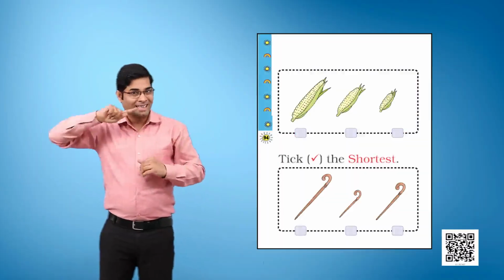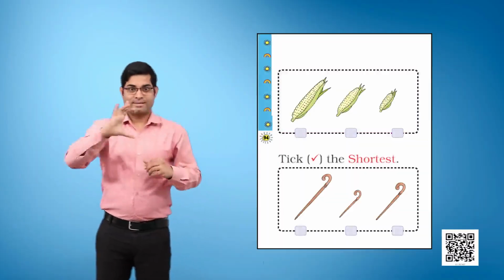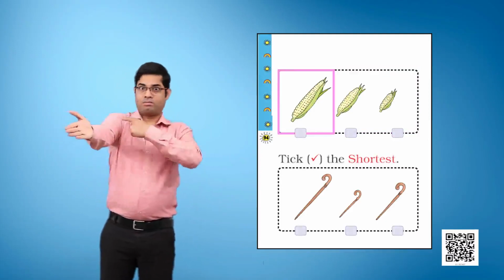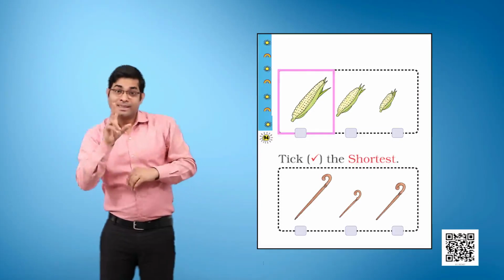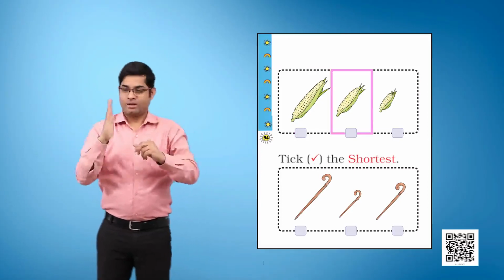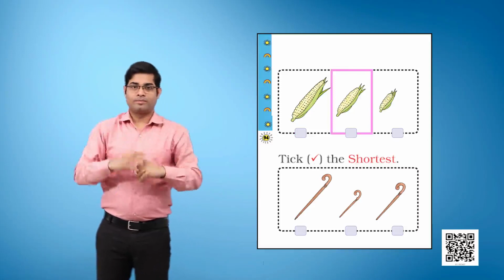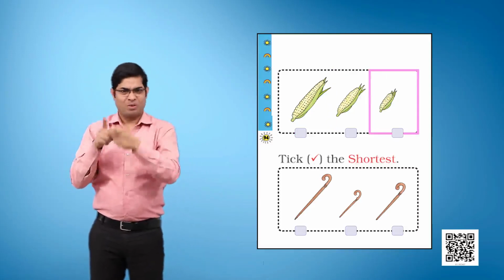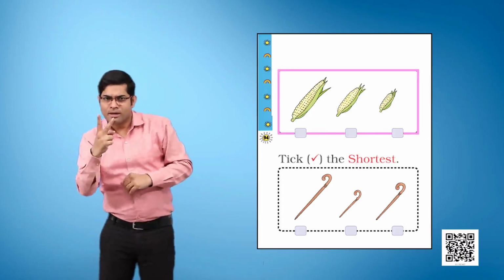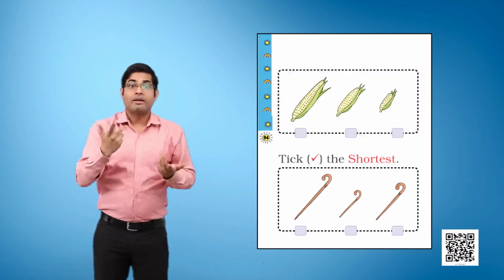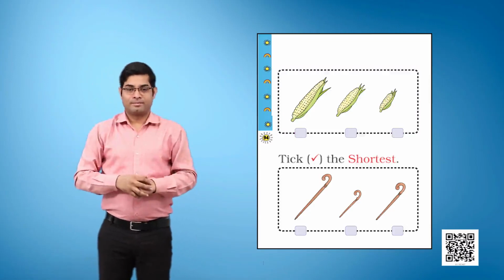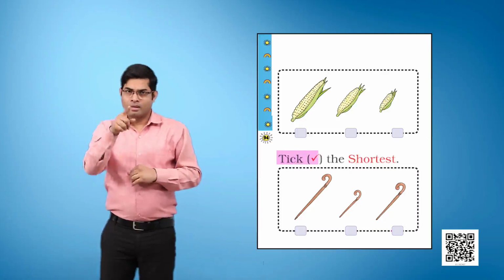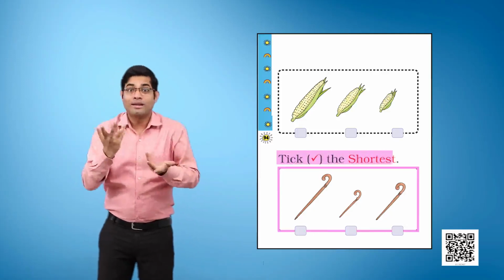Part 3. Picture shows 3 corn cobs. Corn cob 1 is as long as your arm. Corn cob 2 is as long as your palm. Corn cob 3 is as long as your middle finger. You have to tick and identify the longest corn cob. Question 2. Tick and identify the shortest.